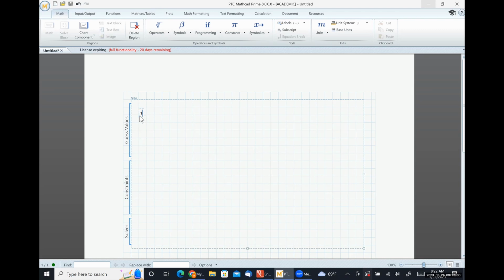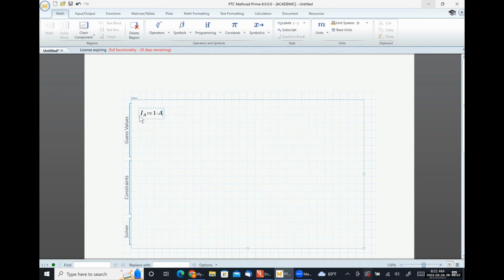I have caps lock on. I'm going to use subscripts. You don't have to. To get a subscript, it's control minus. So that's IA. And then I'm going to hit shift colon, and I'm just going to arbitrarily guess 1 amp for the value of this current. For the most part, the guess values that you choose will not matter.